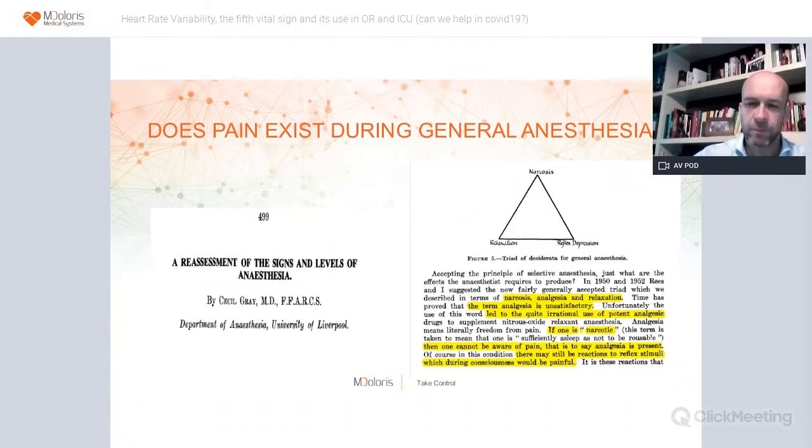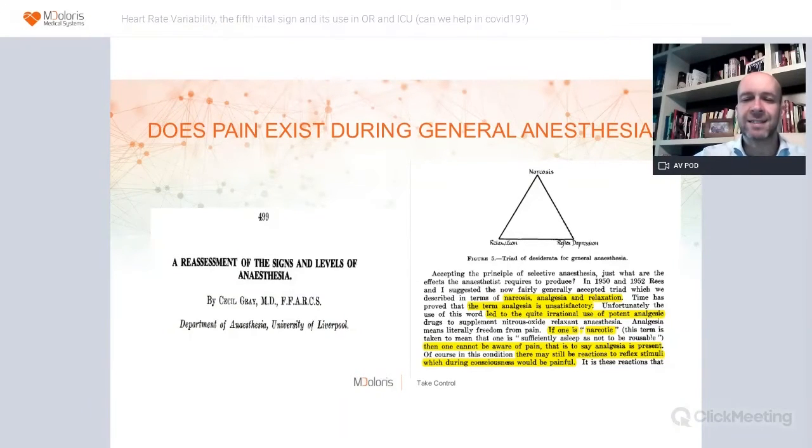Gray, already in 1962. Probably you have heard about the triad of anesthesia, right? Hypnosis or narcosis, as he said, analgesia, and neuromuscular blockade agent. Those three arms, it's anesthesia. That was done by Dr. Gray in 1952. But 10 years later, he said he was wrong.